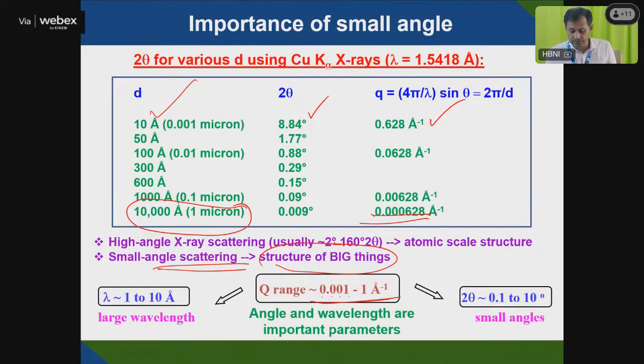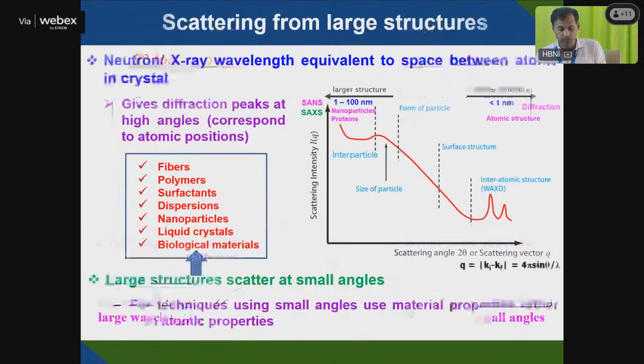Angle and wavelength are both important parameters. Lambda is a larger wavelength, 1 to 10 angstrom, in the opposite case. In small angle, 2 theta is 0.1 to 10 degrees, so 2 theta is very low. You can see here that lambda is here and 2 theta is very low in the case of small angle.